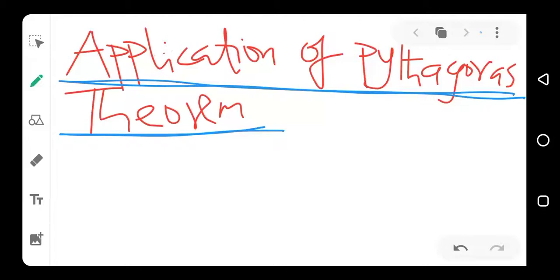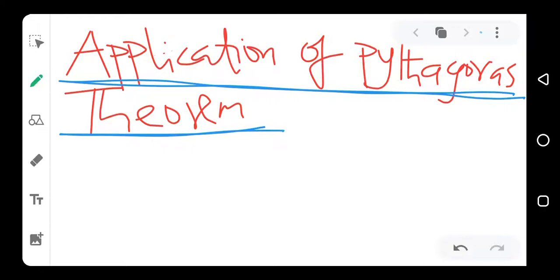Here we have a repeat class on the application of Pythagoras theorem. And as you know, we've done this lesson before. We've talked about the application of Pythagoras theorem, but in this lesson, we want to make some concepts clearer for you to be able to solve any problem about the application of Pythagoras theorem. This means that we are going to be solving a lot of examples in this lesson, so pay special attention.